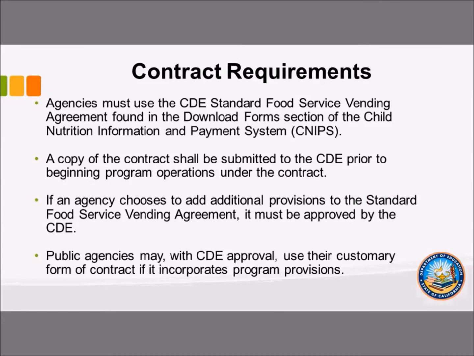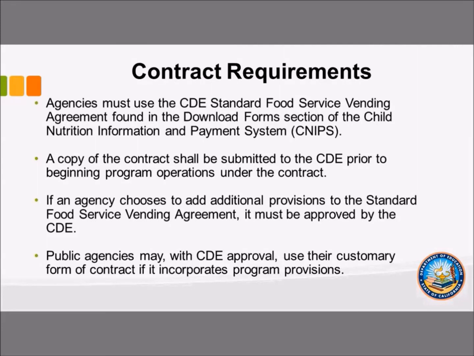Once a vendor is selected, can the vendor develop a contract for the agency to sign? No, contractors may not develop their own contracts when participating in either the CACSP or the SFSP. Agencies must use the CDE Standard Food Service Vending Agreement found in the Download Form section of the Child Nutrition Information and Payment System, better known as CNIP.